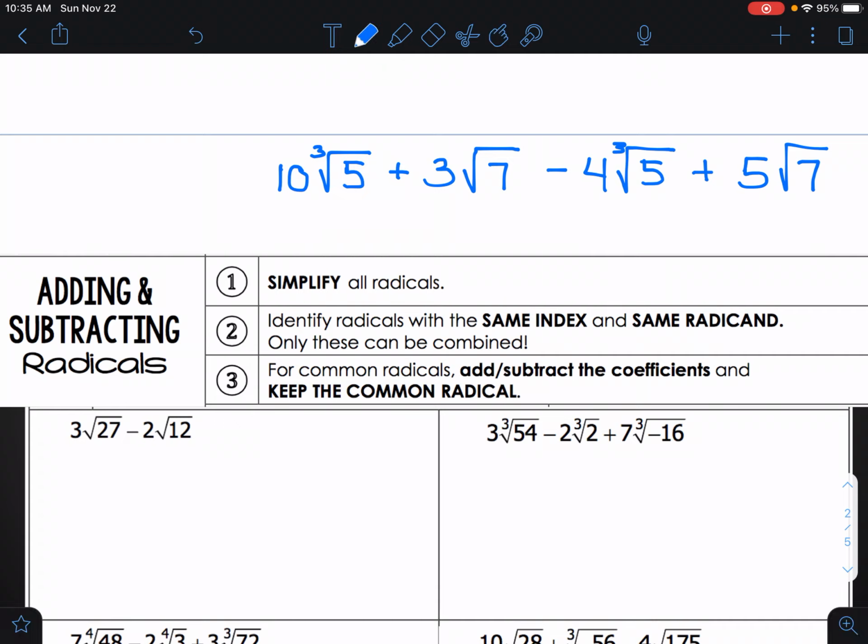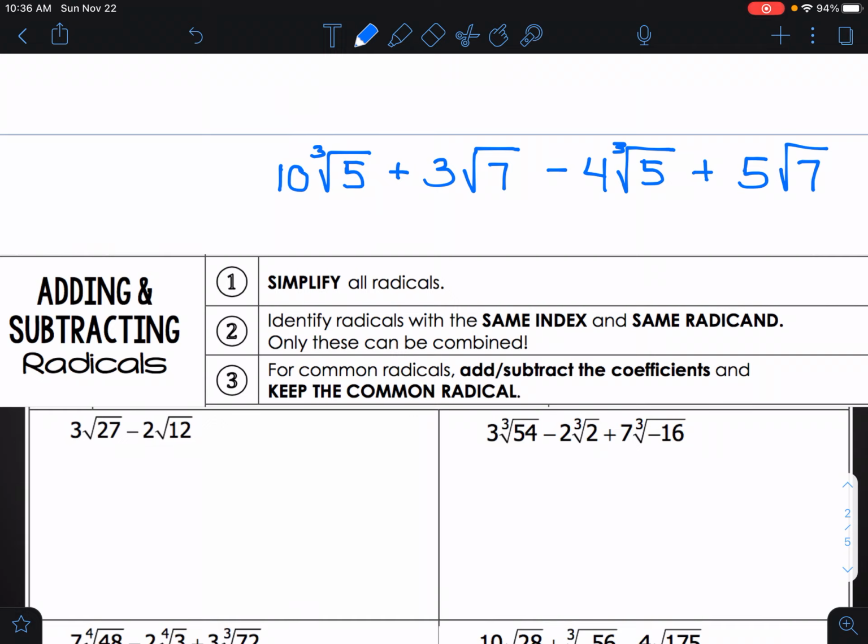Remember, this is your index. So I can only put cubes together, and that's really important. I can't put cubes together with fourth roots or square roots or anything like that. So they have to be the same index. They also have to be the same radicand. Now remember, the radicand is the number underneath the radical. So I can only add cube roots of 5 to other cube roots of 5, okay? So that's an important thing to note.